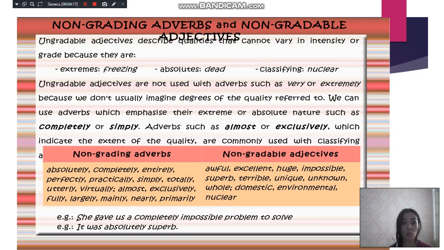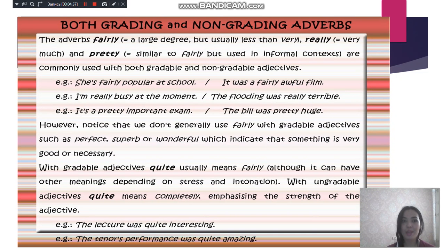So let's look at them. Absolutely, completely, entirely, perfectly, practically, simply, totally, and so on. In this slide, all of them are given. Now let's look at non-gradable adjectives. Awful, excellent, huge, impossible, superb, and many others. Now both grading and non-grading adverbs. As you see here, fairly, really, and pretty can be both grading and non-grading adverbs.